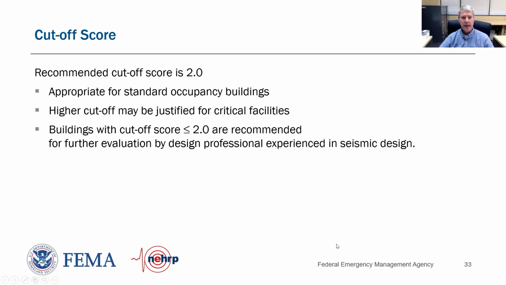So again, recommended cutoff score is 2. For most buildings, standard occupancy, that is appropriate. For critical facilities, we tend to look to a higher score, i.e. 3, in terms of how we want to screen buildings.